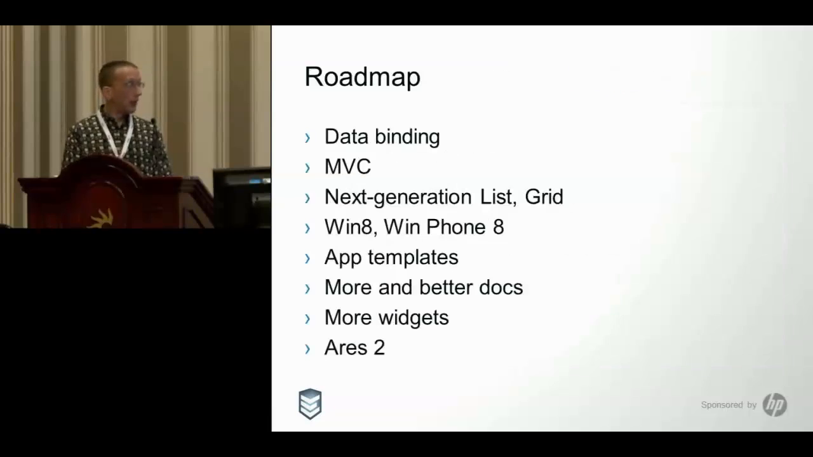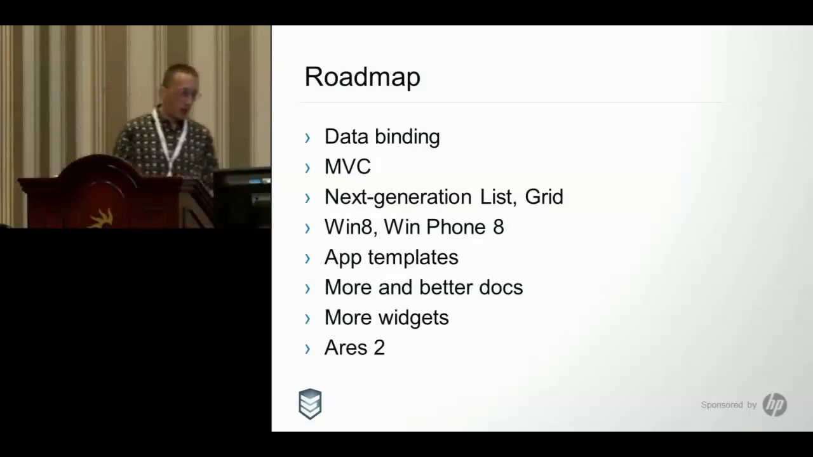Let's see what else we got. On the roadmap, I've mentioned data binding and MVC. That work is right now being done. You can check that out in the current nightly stuff on GitHub. We're thinking about what we're going to do with our next generation list and providing a grid control. We still are working on list performance. We want to make sure that everybody's happy with it.